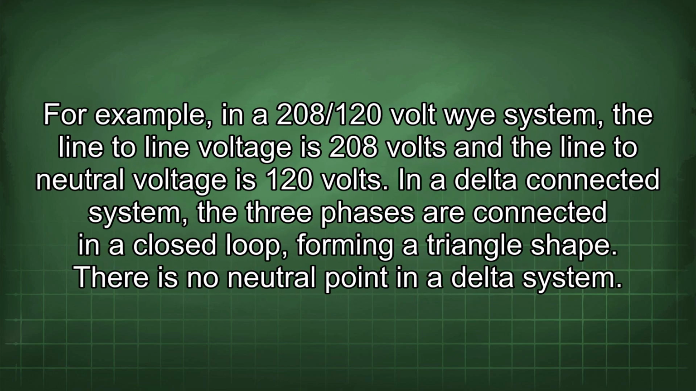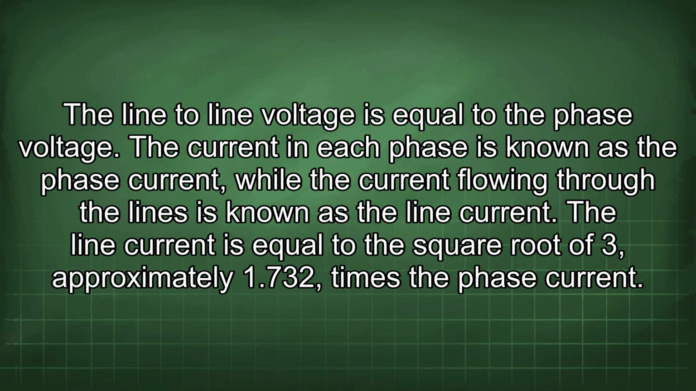For example, in a 208/120 volt Y system, the line-to-line voltage is 208 volts and the line-to-neutral voltage is 120 volts. In a delta-connected system, the 3 phases are connected in a closed loop forming a triangle shape. There is no neutral point in a delta system. The line-to-line voltage is equal to the phase voltage.